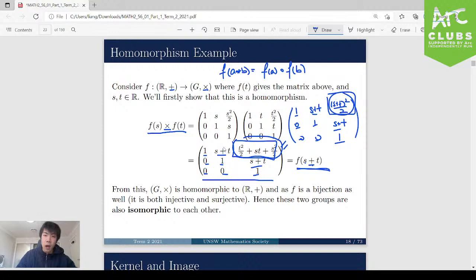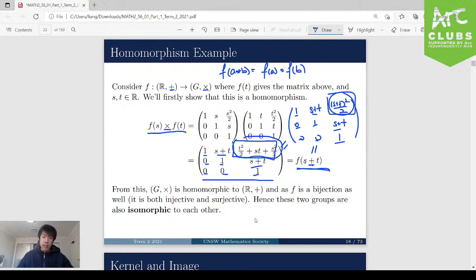If you factorize out a half, it will become t squared plus 2st plus s squared, which is the perfect square, s plus t bracket squared. So that's why these two things here are the same. And so you have this. And so from this, we do see that G and the real numbers R is a homomorphism.